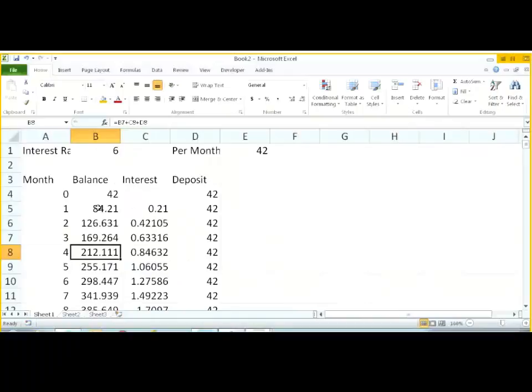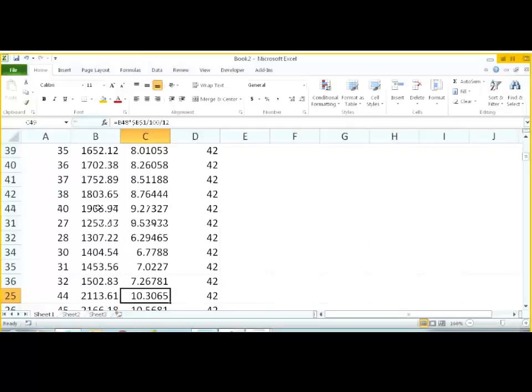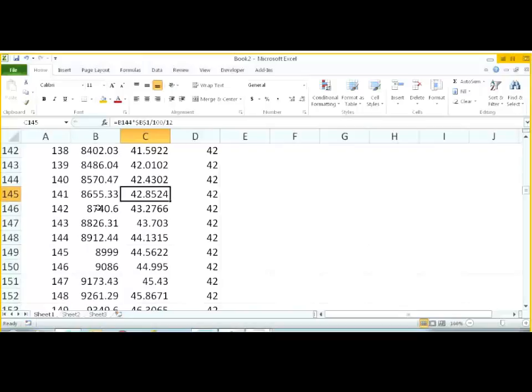So you can see, at first, most of the increase in the balance is because I'm adding $42 every month. But notice that the interest that I'm earning every month is getting larger and larger and larger. And at some point, the amount that I get from interest becomes larger than $42. So after about 12 years, the amount of interest I'm getting per month is equal to the amount that I'm sticking in there. And you can see the balance is growing and growing and growing.